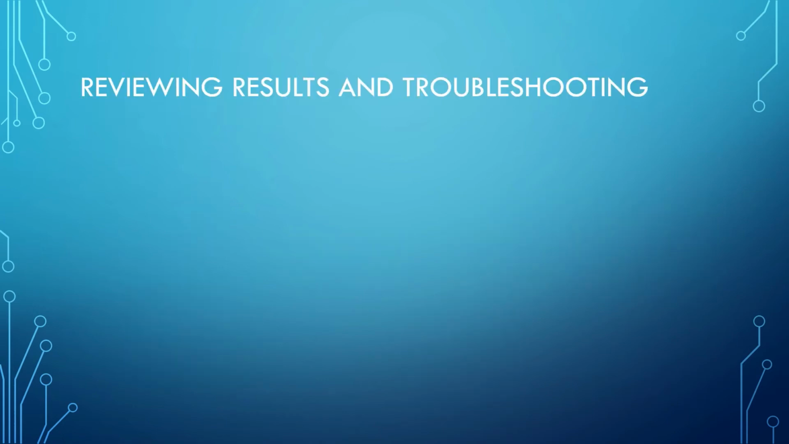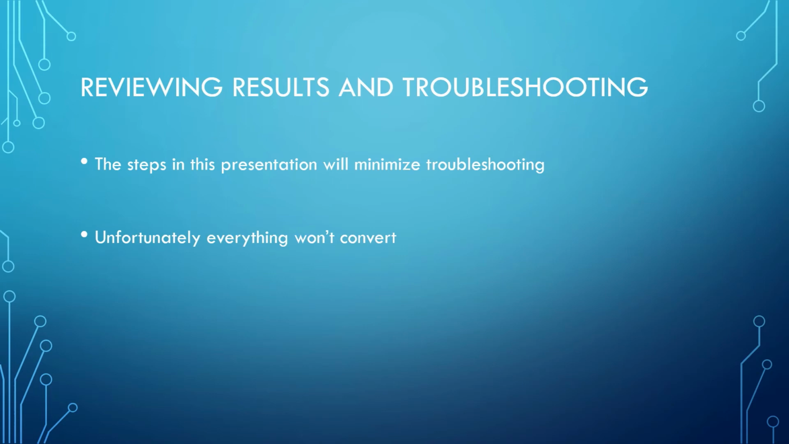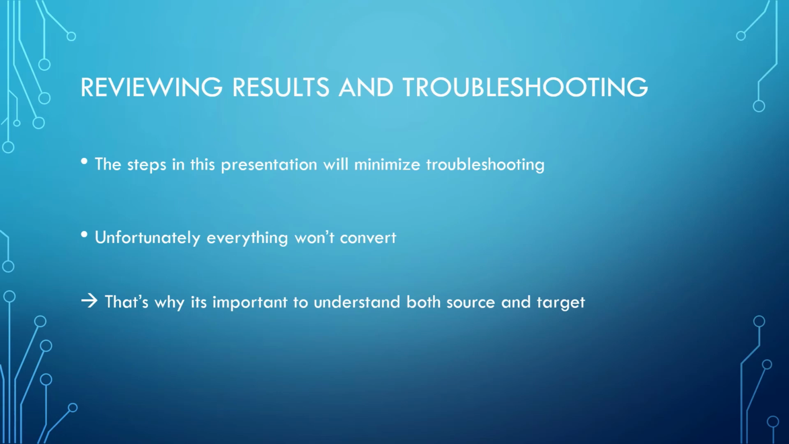This brings us to reviewing results and troubleshooting, which, if we follow the steps in this presentation, will be minimized. Now, unfortunately, everything won't convert. In fact, the Texas A&M website has a really nice list of items where, if you use the automated export-import between Blackboard and Canvas, things like rubrics and SCORM files won't be translated without a little bit of manual labor. But that's why it's important to understand the feature functionality of the LMSs, so we're poised to react to it, which really leads us to conclude that it's really important to understand both the source and target LMSs, because it will mean a better result.